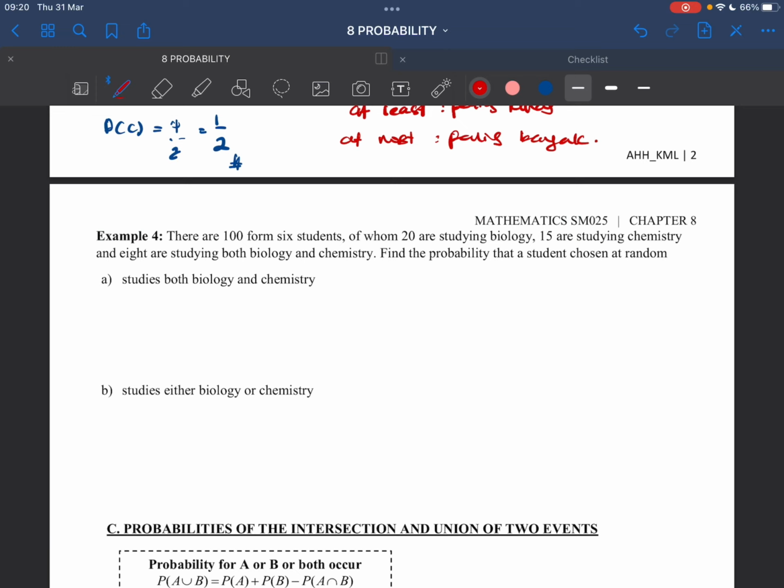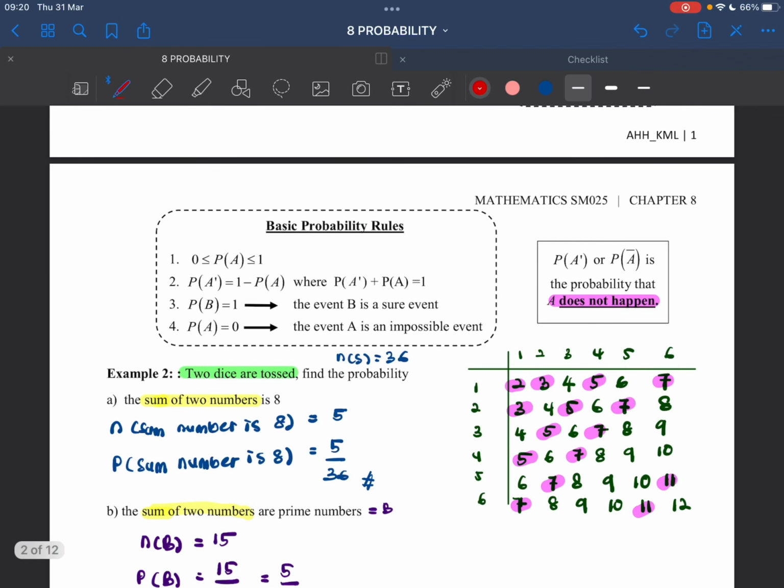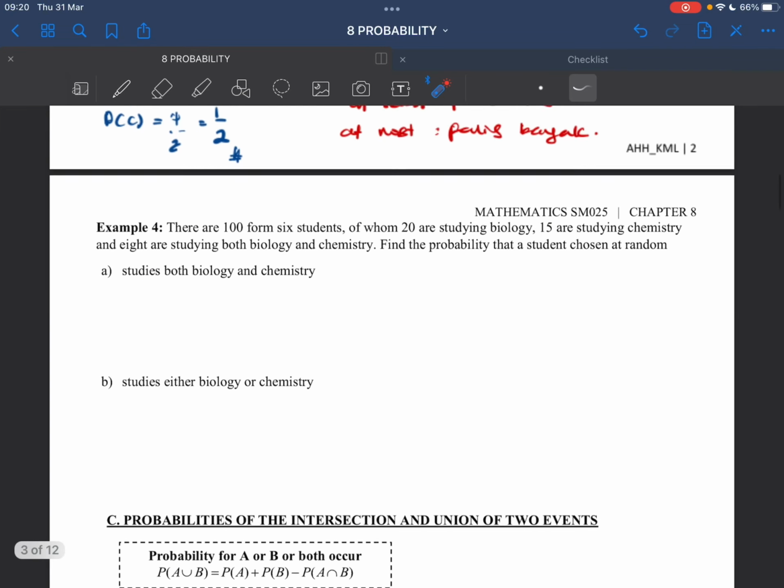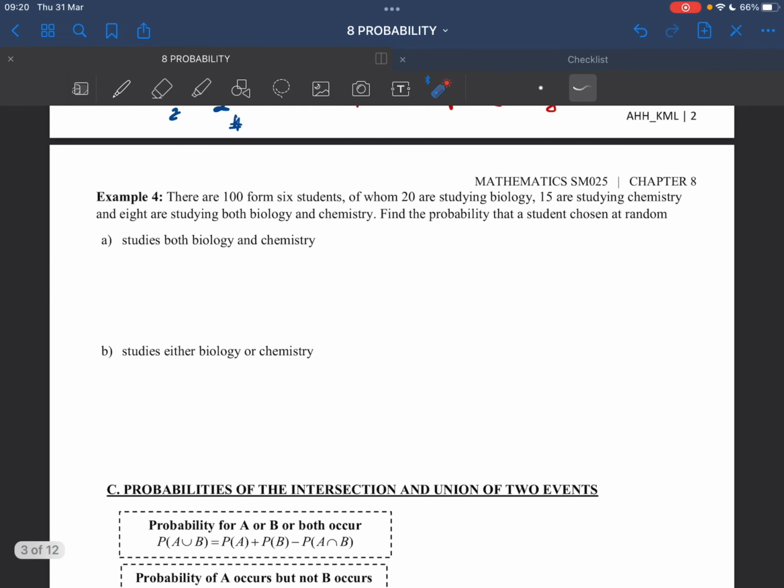Example 4. So we have already learned something about the dice, which is we have to do this. If there is any question about dice, it's easier for you to do it this way. If the question is about heads, this is one way to do it, which is by using a tree diagram. And now I'm going to show you one more way to do your probability, which is by using a Venn diagram. So here we have example 4.